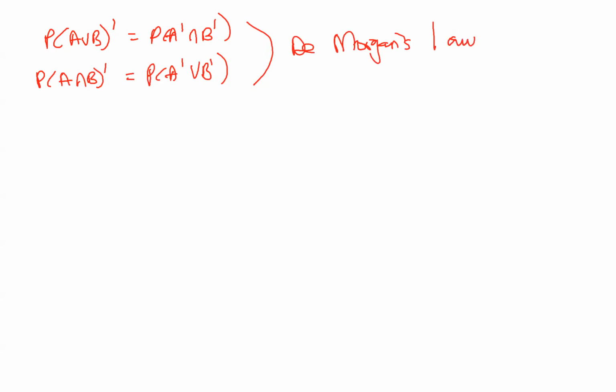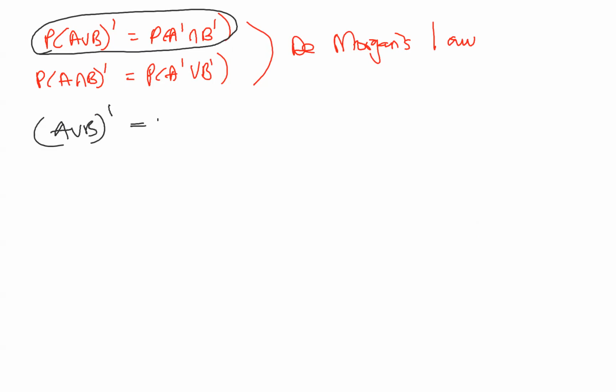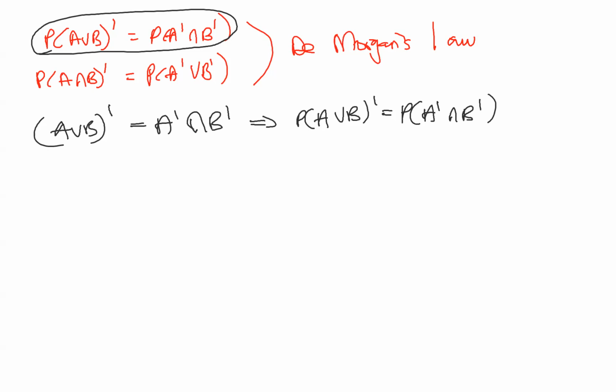So I may have a Venn diagram. I want to prove the first one and show that this is true. I will not do the second one. So we are saying that if (A union B) prime is equal to A prime intersection B prime, then the probability of (A union B) prime is equal to the probability of A prime intersection B prime. Great. Now let's prove this, okay?